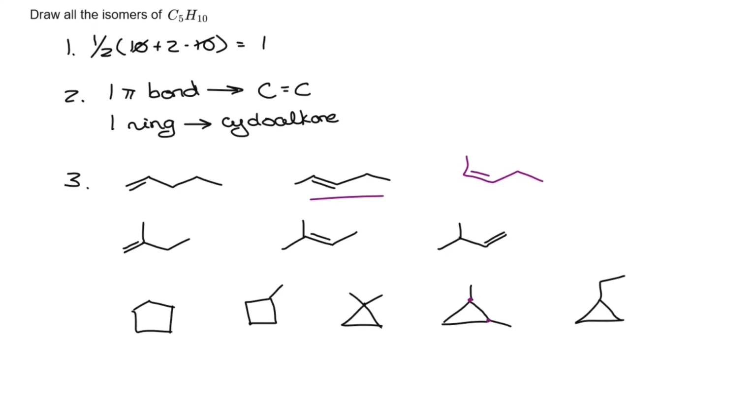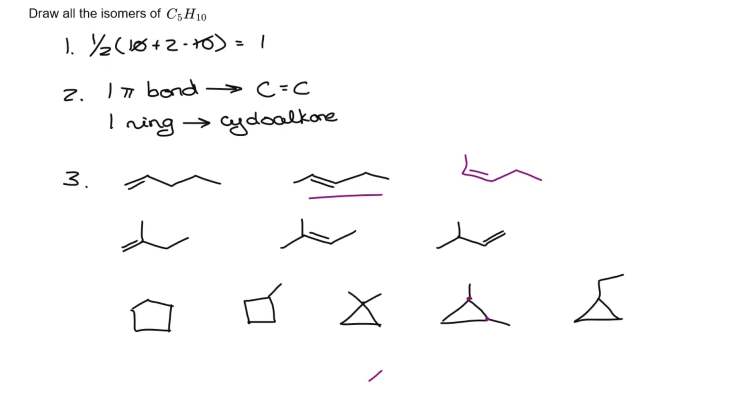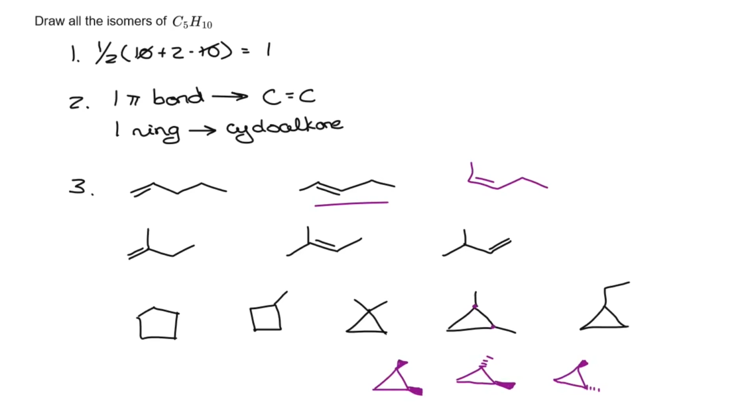So you can make maybe a ring with cis methyl groups, 2 wedges or 2 dashes. And then you can make the trans version. So a dash here, a wedge here. Or the enantiomer of that molecule, which would be wedge here and dash here. So those are all the isomers of C5H10.